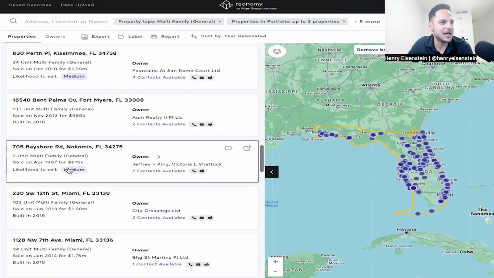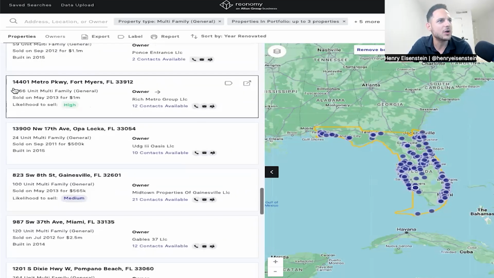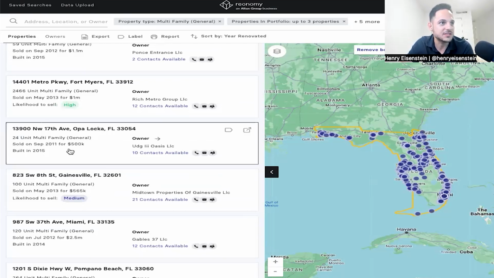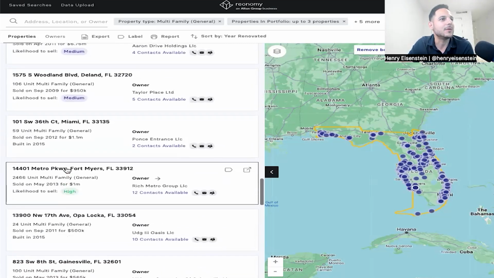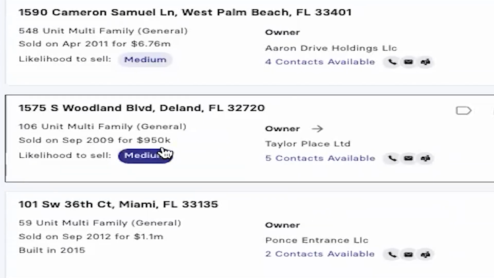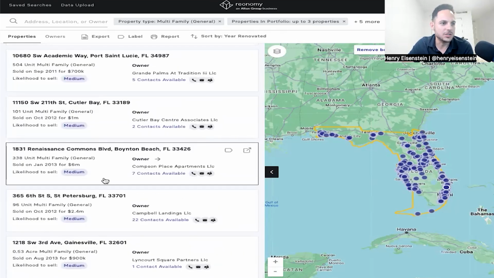Now, as you can see, a lot of them actually have the unit counts here. There you go. This one actually made 2,466 units. They paid $1 million. Again, this is why I try to say sometimes it's just not absolutely accurate. So I just want to keep that in mind for you guys. Some of these sold, 100 units sold for 565, 24 units sold for 500 grand. Again, I don't know how accurate that is. I'm not going to talk too much on that, but here you go. Look, 106 units sold for 950,000. This is what I'm trying to tell you. It's not always accurate when it comes to the unit count. I just want you to be cognizant of it.